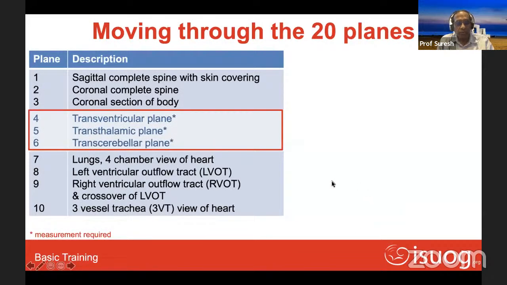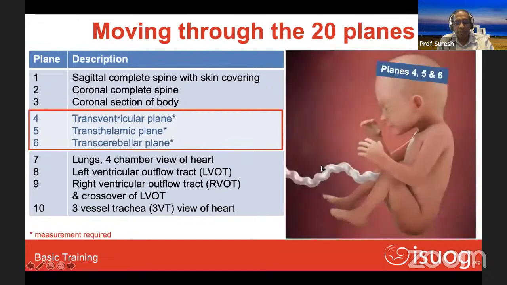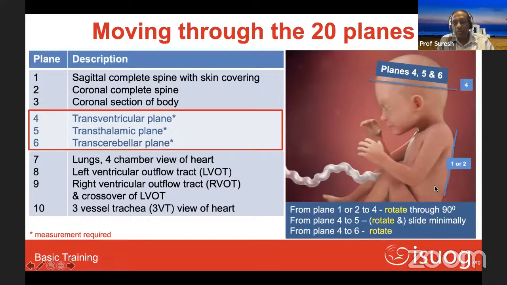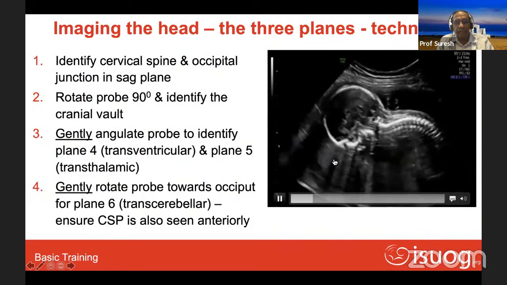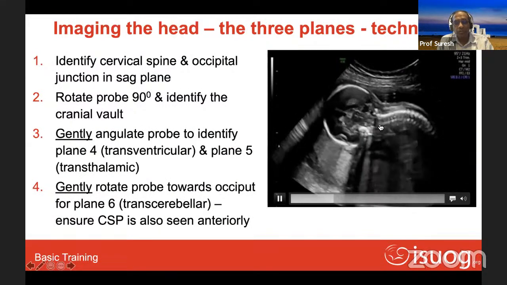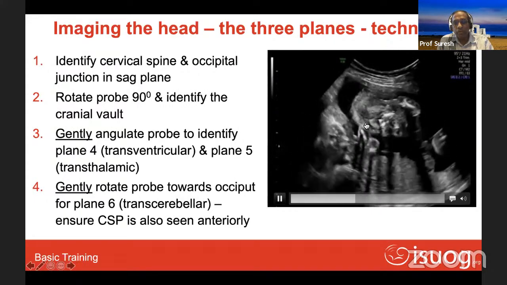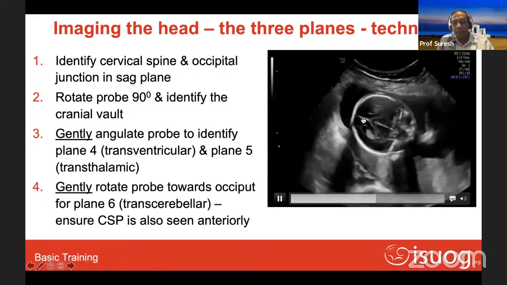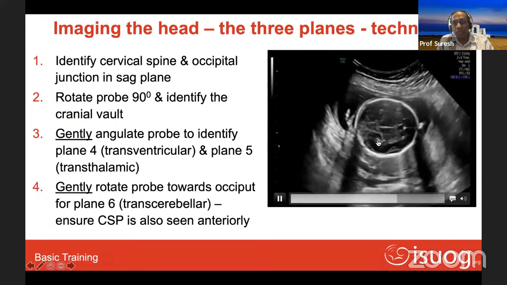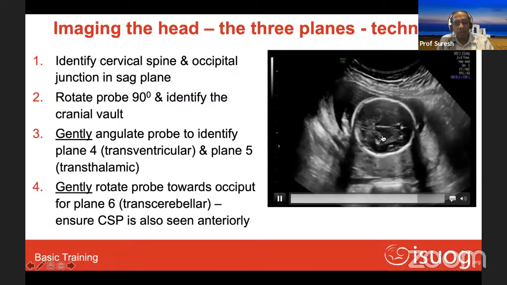Now let's see how to move through these three planes. We are going to start with planes 4, 5, 6, which is the transventricular plane. We mentioned yesterday that we look at the sagittal view of the spine from plane 1 or 2. Then you rotate through 90 degrees and you go up till you see the ventricular plane. Then you move down to the transthalamic plane and then rotate slightly to get the transcerebellar plane. So what we do is to identify the junction of the cervical spine and occiput in the sagittal plane. At this point of time, you rotate your probe 90 degrees and you identify the cranial vault. You gently angulate the probe so that the skull comes horizontally on the screen.